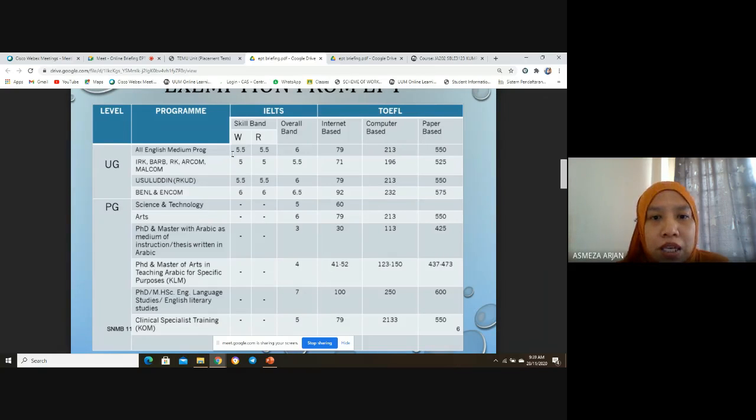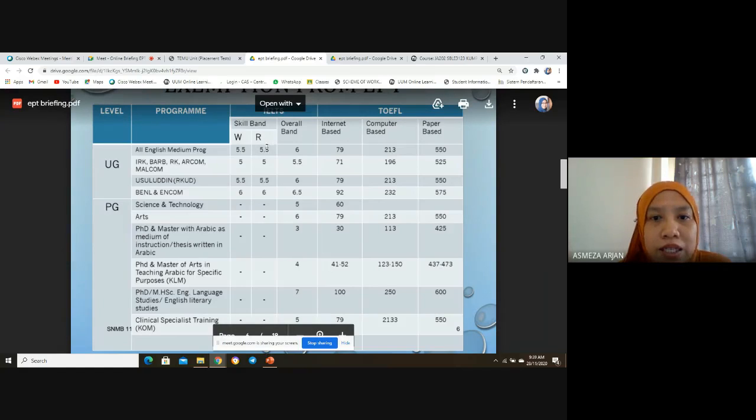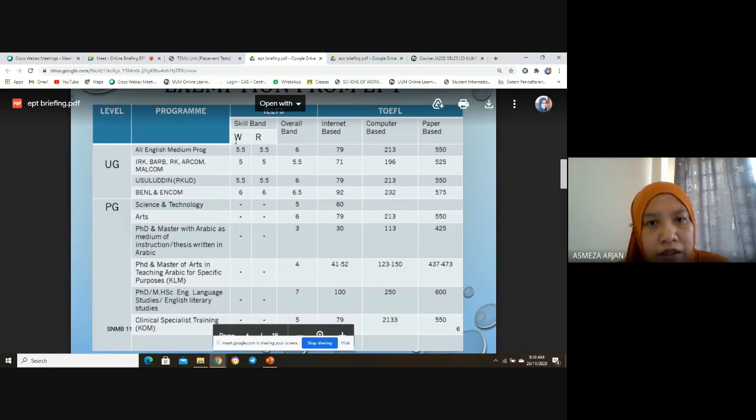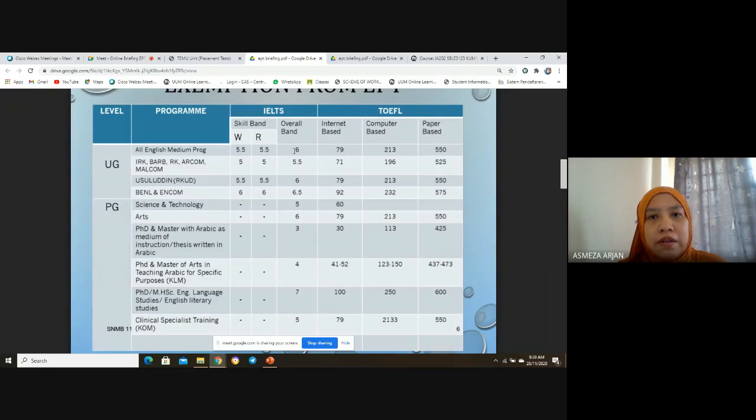If let's say you got writing 5, reading 5.5, or reading 6, for example, here is 5, here is 7, for example. Overall band is higher, but you don't get the minimum requirement here. It will still not make you able to be exempted. You must get this minimum requirement in order to be exempted from EPT. Okay, if you have taken the programs here, this is the minimum requirement.